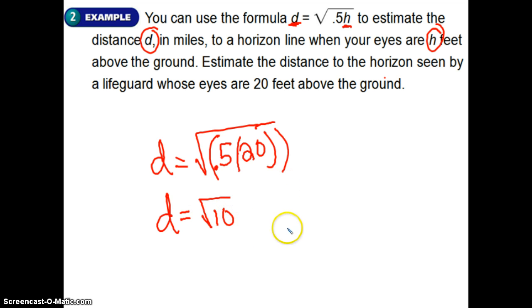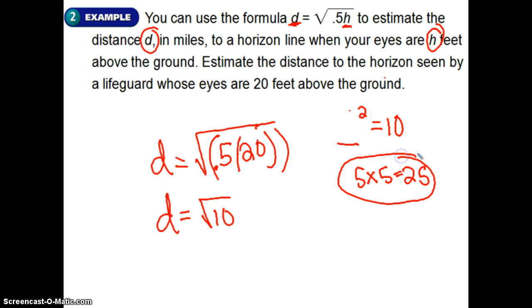Now some of you would start to think to yourself, well, what number squared equals 10? Well, 5 times 5 is 25, so that wouldn't work. So I'll make it a little bit easier for you. There are no whole numbers that equal 10 when multiplied by themselves. That's why it says estimate. We want a whole number here. So we're going to say the distance is approximately, we don't know yet. So for the square root of 10, I need to start thinking about what that is close to.